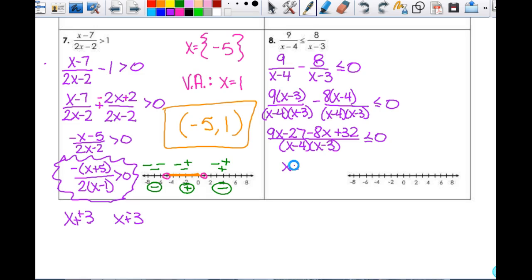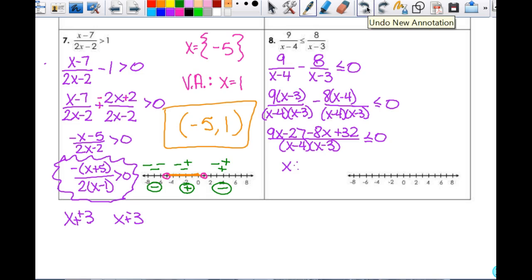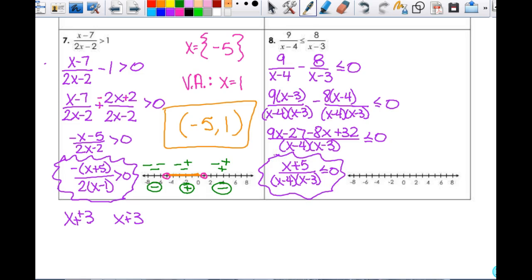All right, so in the numerator, you have x plus 5, denominator still looks like this, x minus 4 times x minus 3, less than or equal to 0. Go ahead and find your zeros and your asymptotes, and draw your number line. All right, so x plus 5 over x minus 4 times x minus 3 less than or equal to 0. So this is the form that I'm actually using. It's fully factored.